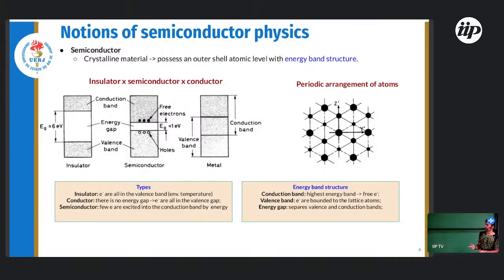However, in the semiconductor, we have the same formation as an insulator, but the energy gap is lower. You see that it is 1 electron volt on average. So to move an electron from the valence band to the conduction band, we need a lower energy, so we have more current than an insulator and less current than a metal. This is basically the notion of semiconductors.